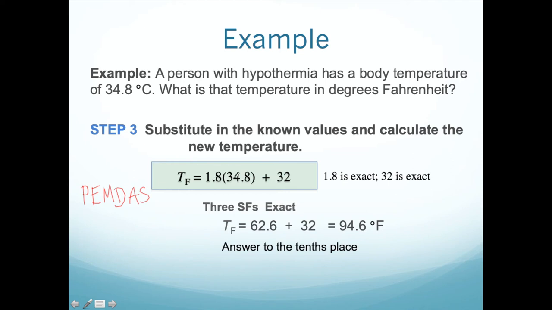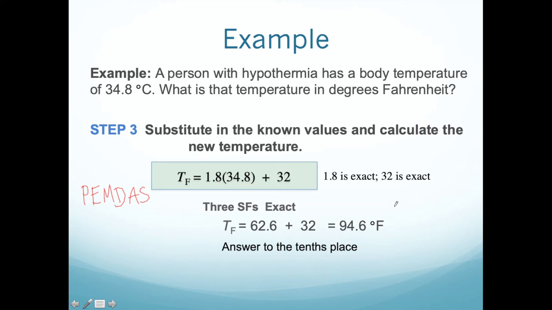So we're going to do this multiplication of 1.8 and 34.8 first, which if you do that you get 62.6, and then we're going to add 32 to that. We do that addition, so you wind up with 94.6 degrees Fahrenheit.